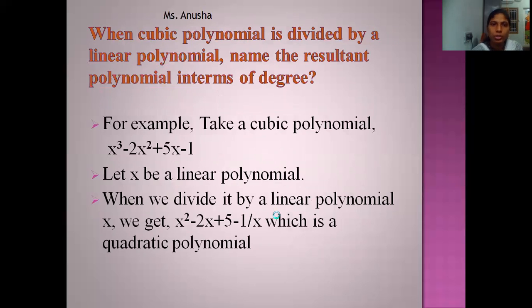My second question is, when a cubic polynomial is divided by a linear polynomial, name the resultant polynomial in terms of degree. So I take a cubic polynomial, x cube minus 3x square plus 5x minus 1. Let x be a linear polynomial. When I divide the cubic polynomial by it, we get x square minus 3x plus 5 minus 1 by x. See here, this is obviously a quadratic polynomial.